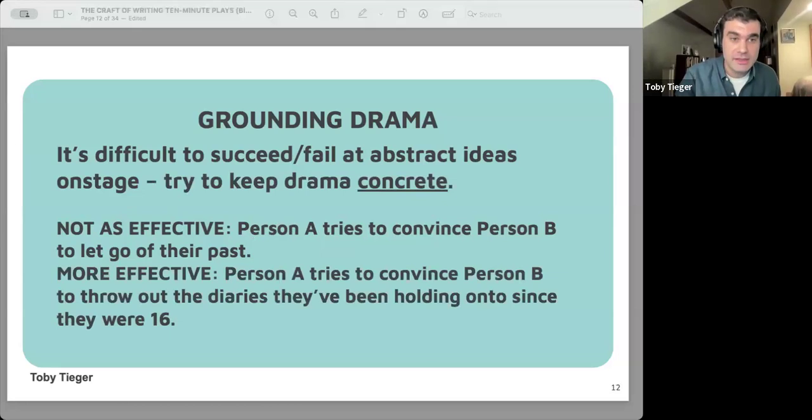In this case, the mechanism is going to be trying to keep the drama concrete. So instead of person A trying to convince person B to let go of their past, person A is trying to convince person B to throw out the diaries that they've been holding on to since they were 16. If you have a 10-minute play and the whole point is Anne wants to get Bert to throw out his diaries, and at the very end, he throws out his diaries, then Anne did what she wanted. And that can then act as a stand-in for you talking about letting go of the past. But you do need something concrete on stage that the characters are going to do and want.